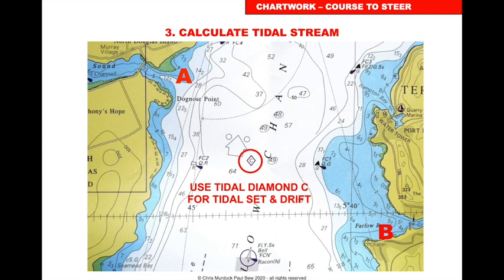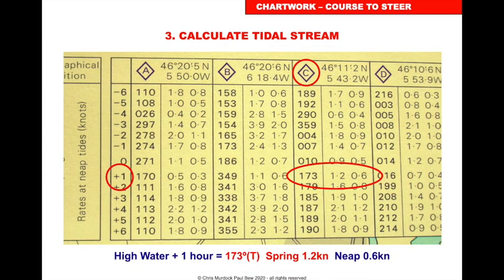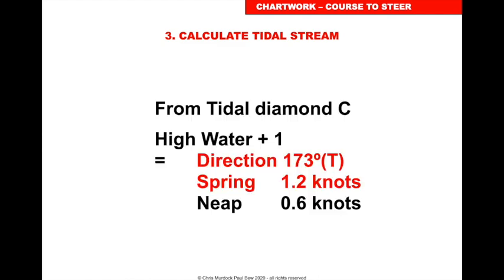Using tidal diamond C, because it asks us to do this in the question. There's tidal diamond C on our RYA chart 3. We go to the tidal stream on the tidal diamond, high water +1, C, it's 173, 1.2 springs, 0.6 neaps. We worked out it's springs, so the direction is 173 degrees true, speed 1.2 knots. So tidal diamond C, high water +1, direction is 173, 1.2 knots.